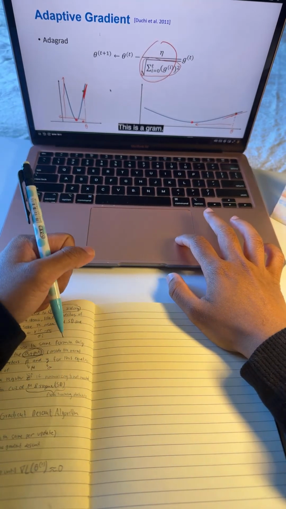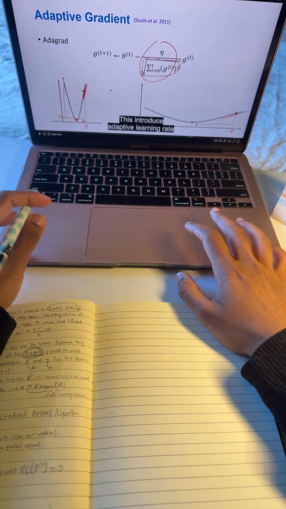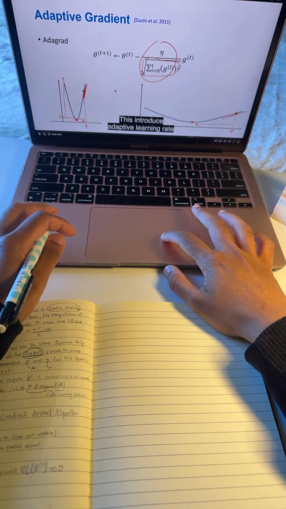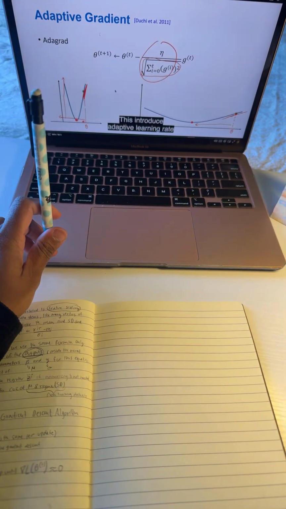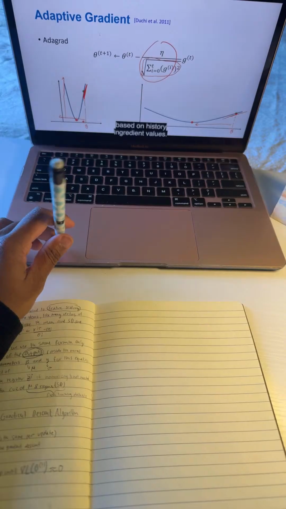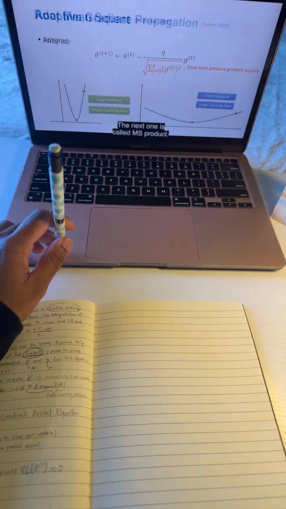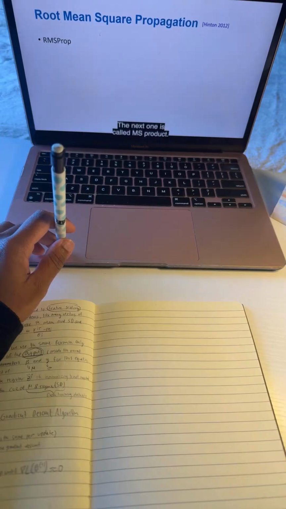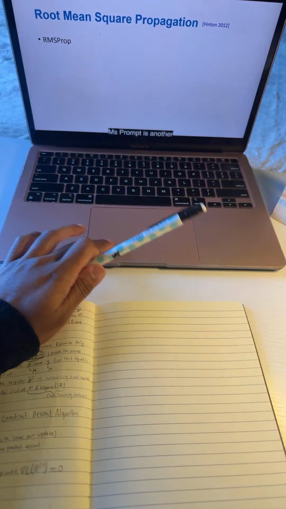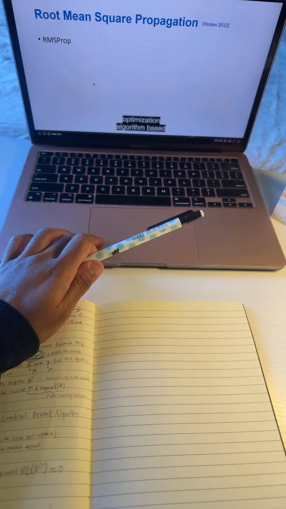This is AdaGrad. So yeah, it's good. I'm glad that she's not feeling pain either. This will introduce adaptive learning rate based on historic gradient values. The next one is called RMSProp. So RMSProp is another optimization algorithm.